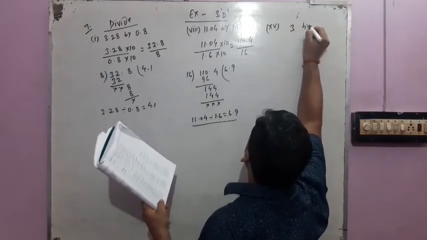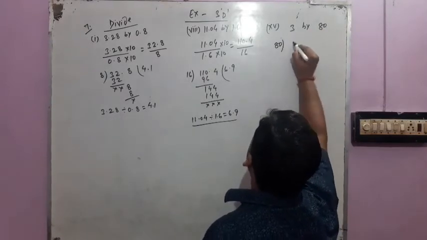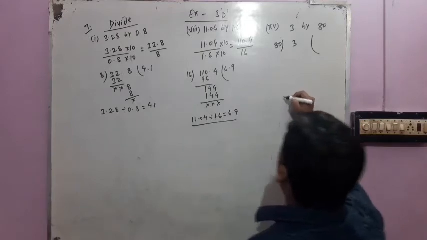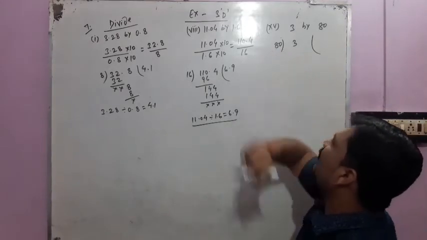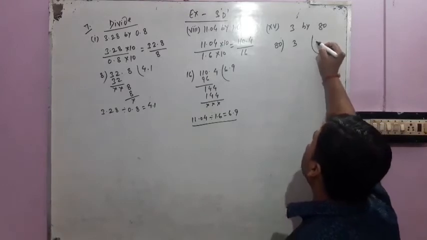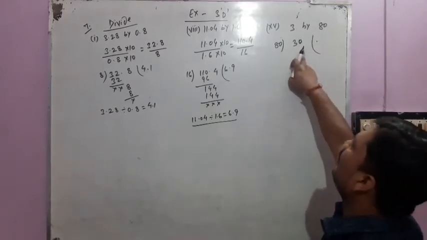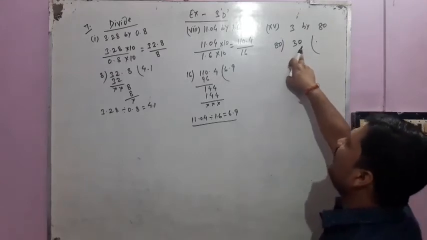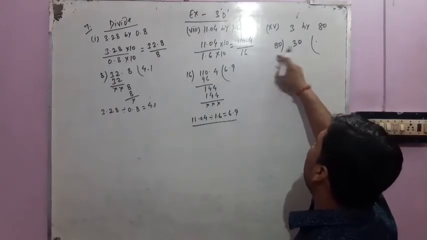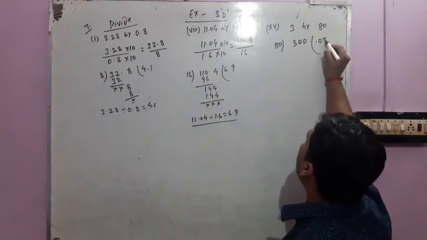3 by 80. So we have to divide 3 by 80. Now, is it possible to divide 3 by 80? No, it is not possible because 3 is less than 80. So we have to put a decimal here. Now we will take a 0. Now again 30 cannot be divided by 80 because 30 is less than 80. So we mark a 0 here. It becomes 300.